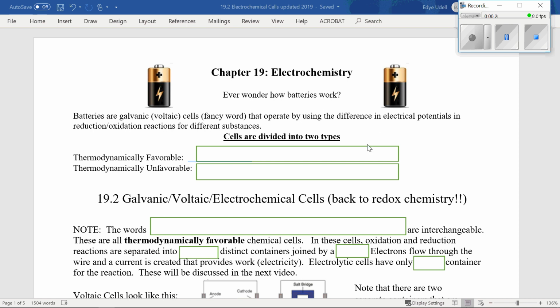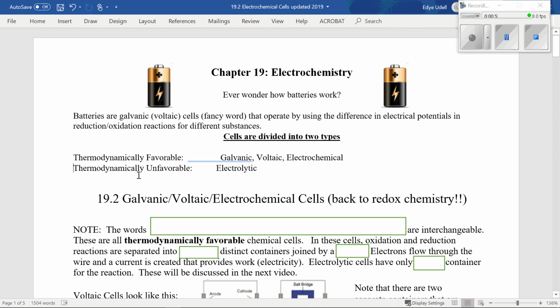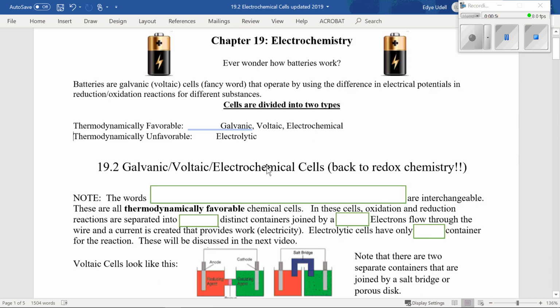And we can divide chemical cells into two types. Ones that are thermodynamically favorable are called galvanic, voltaic, or electrochemical cells. All three of these words are interchangeable. You'll hear that a lot of times because every year students get confused by the vocabulary. So I want to make sure that you understand all three of these words mean a thermodynamically favorable chemical cell. Okay, the unfavorable cells, those would be the electrolytic cells.